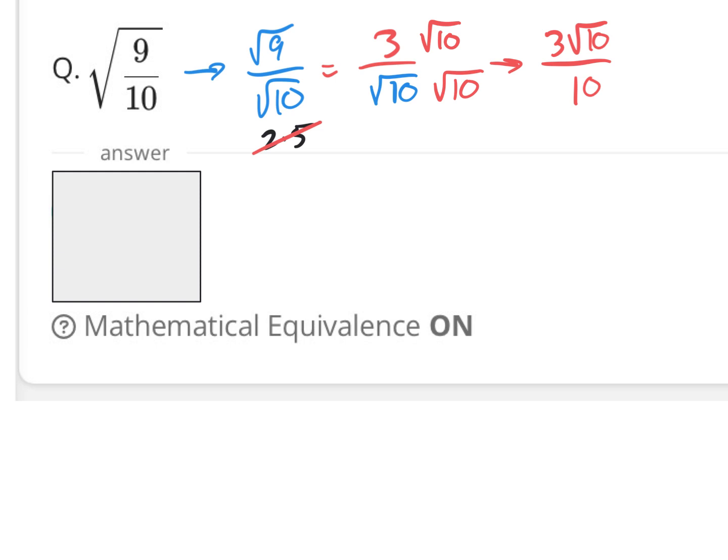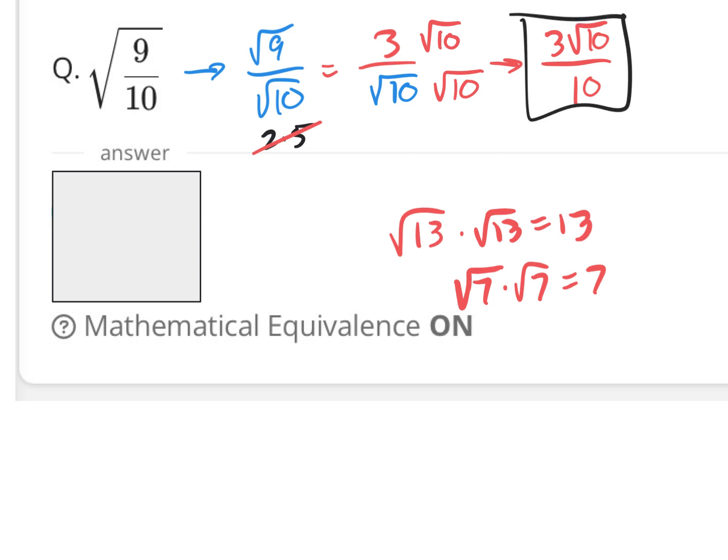I hope you remember that whenever you have the square root of 13 times the square root of 13, that just equals 13. Or the square root of 7 times the square root of 7, that just equals 7. Whenever you multiply a square root value with itself, the square root disappears and you're left with just the value that was on the inside of the square root that you started with. Anyways, you're supposed to try to simplify 3/10. You can't reduce that, so that is your final answer: 3 square root of 10 over the number 10. No more square root in the bottom.